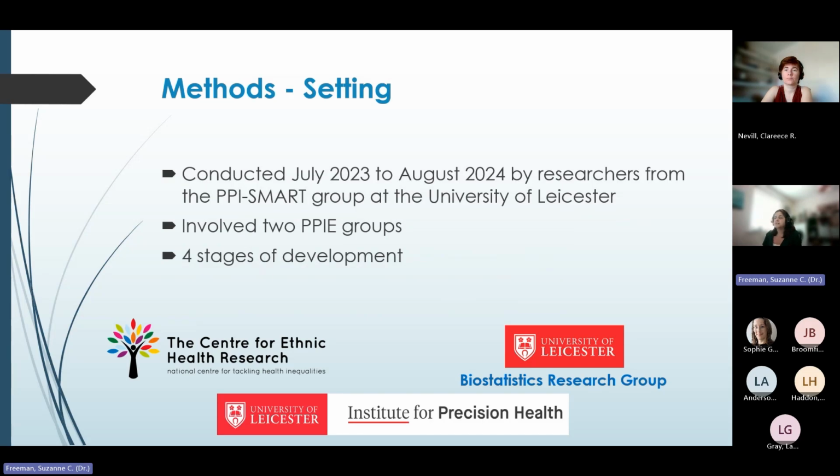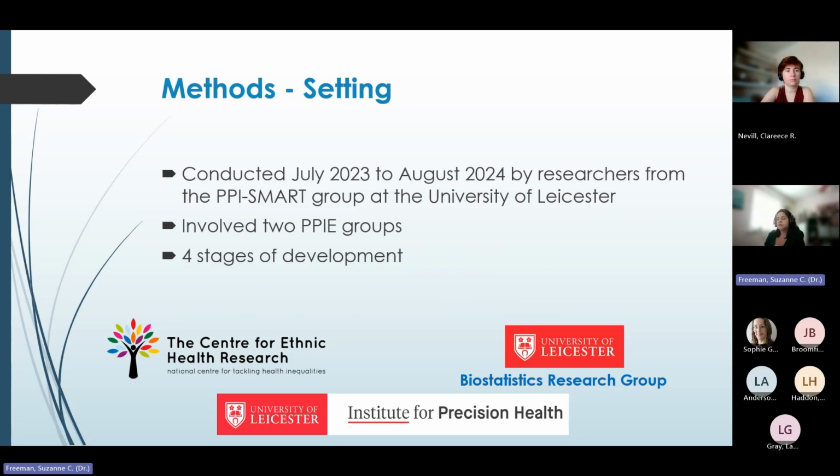So this glossary was developed between July 2023 and August 2024. We were a small working group of members of the PPI-SMART group, and we're from the Centre for Ethnic Health Research and the Biostatistics Research Group at the University of Leicester. And with the visualisations, we had some involvement from the Institute for Precision Health as well.